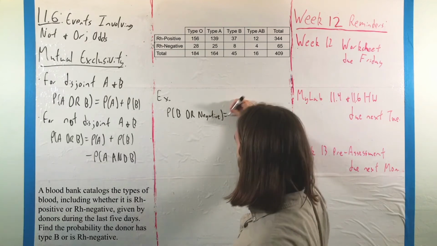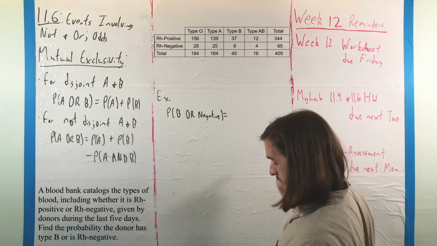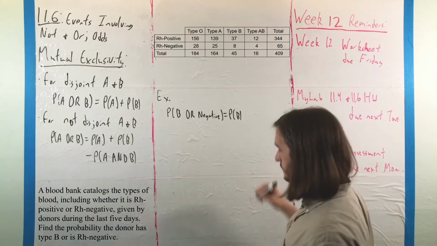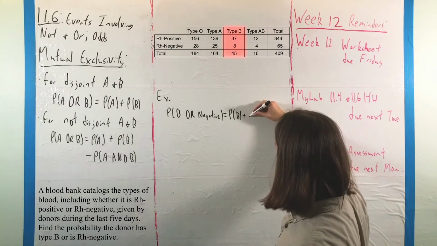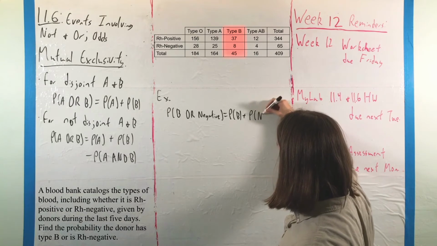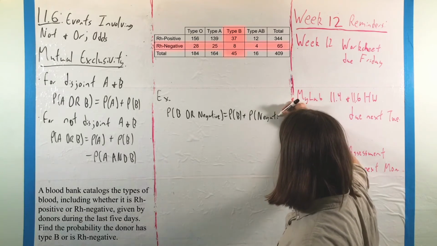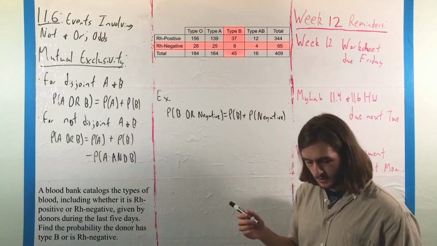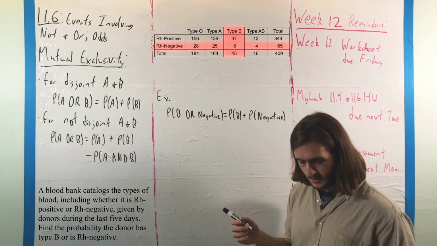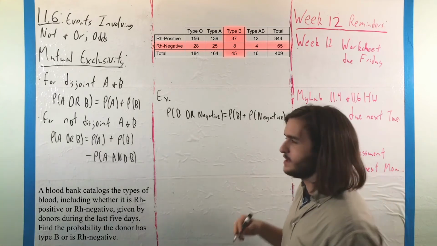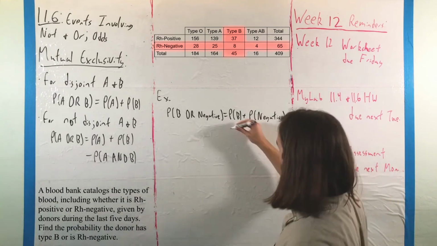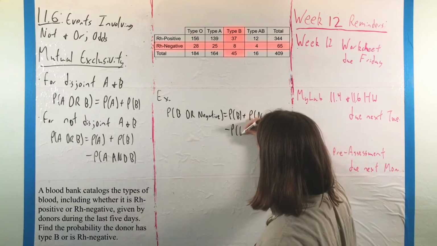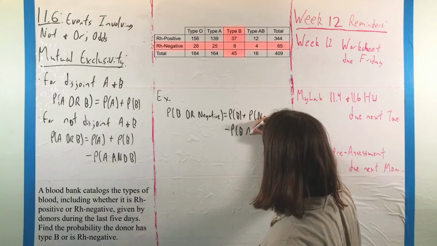what we have to understand here is, looking at that table, there are some cases where we get type B blood, as well as some cases where we have negative blood. But there are also cases where we get both. We have those rare 8 cases of B and negative blood. So we have to knock those out because they're in each of those categories already. Probability of B and negative.